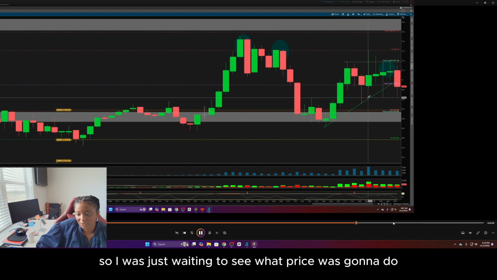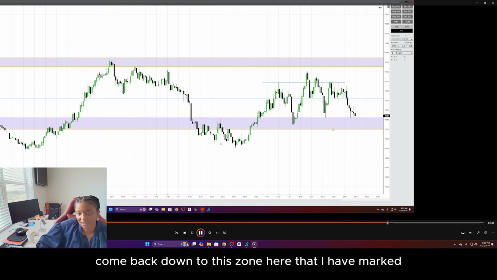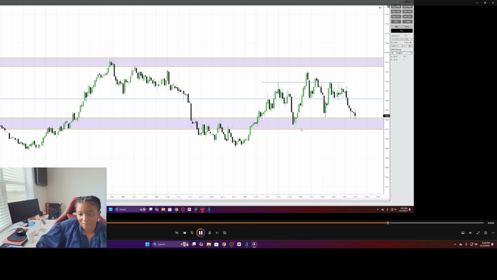So I was just waiting to see what price was going to do. Was it going to break my level at that point, and were we going to hold? So this was the 2-minute chart. As you see, we created that resistance even on the 2-minute, continued to come back down to this zone here that I had marked. And then on the 2-minute, it began to flush.